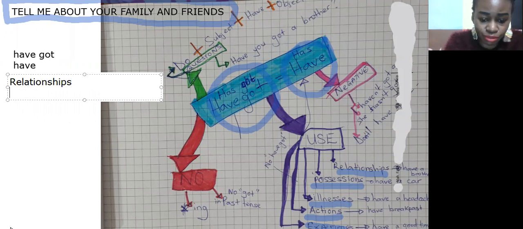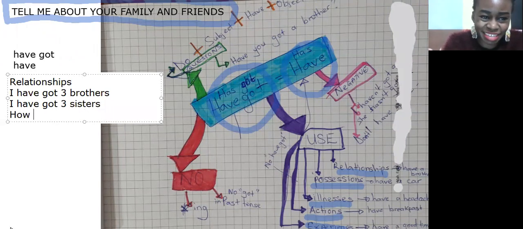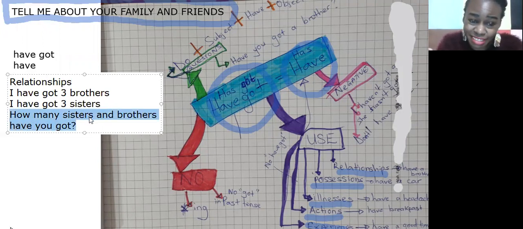So for relationships, for example, I have got 3 brothers. I have got 3 sisters. How many sisters and brothers have you got? So this is how we ask a question. How many sisters and brothers have you got?